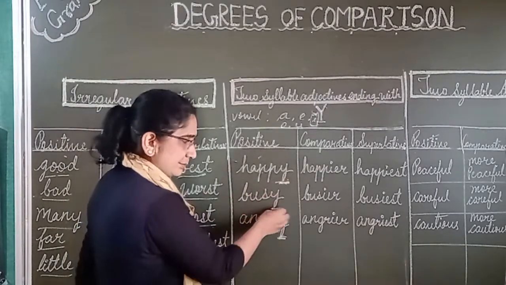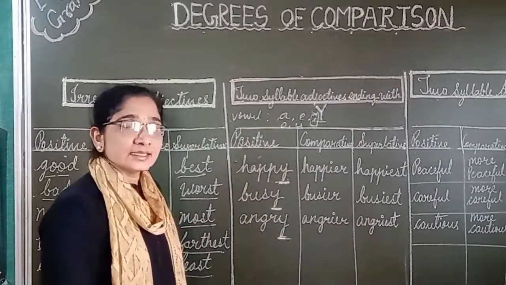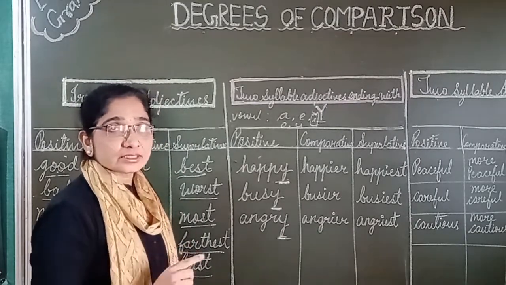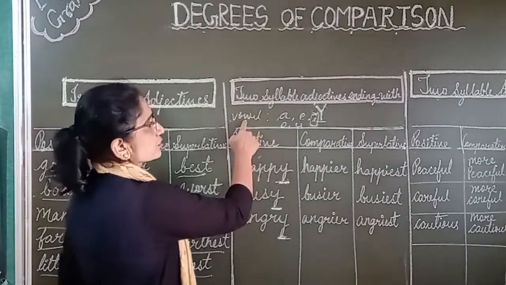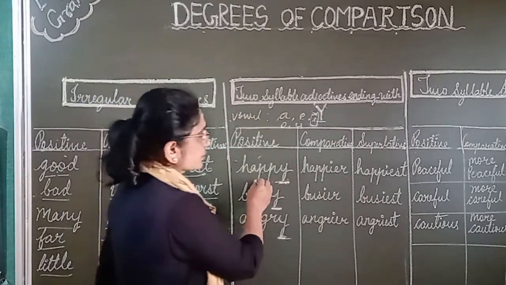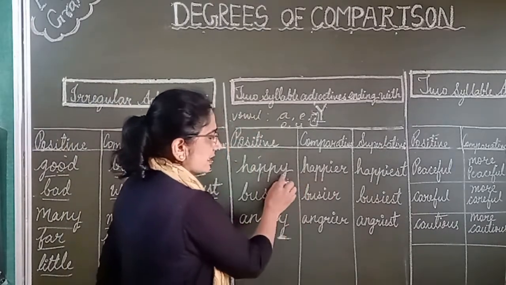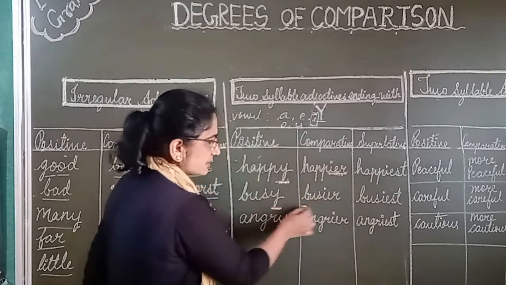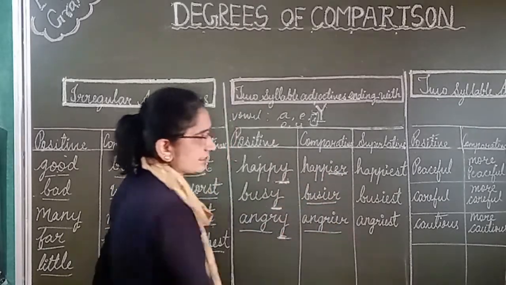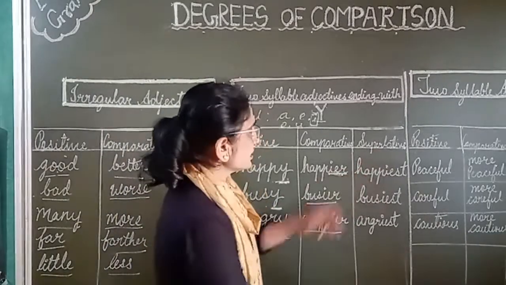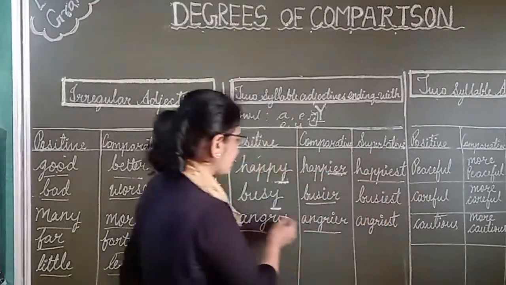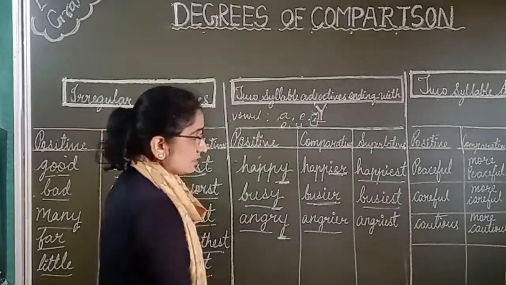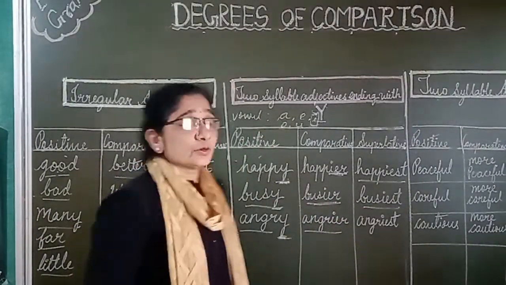That is happy, busy, and angry. We are not pronouncing Y as a consonant, we are pronouncing that I sound. So happy becomes happier, with Y changing to IER. Happy, happier, busy, busier, angry, angrier. Next, the superlative: happy, happier, and happiest. Busy, busier, busiest. I am happy, for example, simple positive.